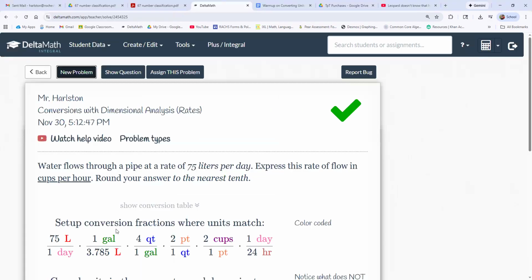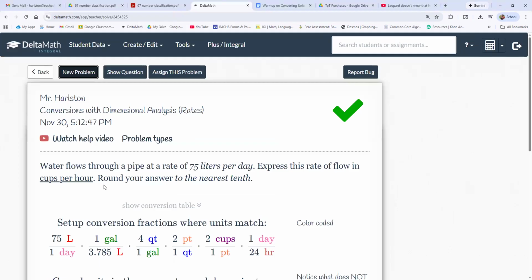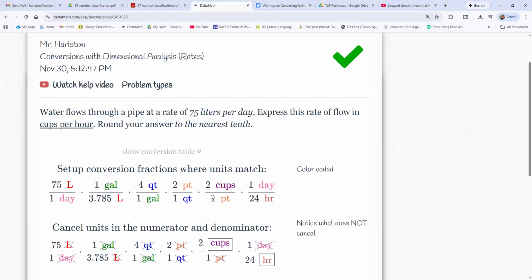It says, nice job. Now, the way that they're doing it, they're doing all the conversions at the same time. I think it's easier to split the numerator up, the liters to cups, and the days to hours. And then once you get those two units converted, then do the final conversion. So let me go back and kind of review this.